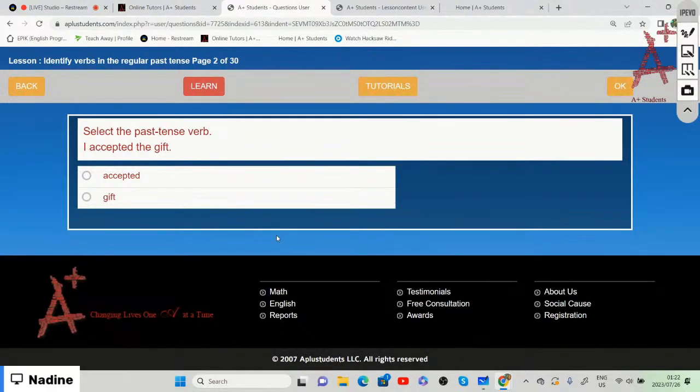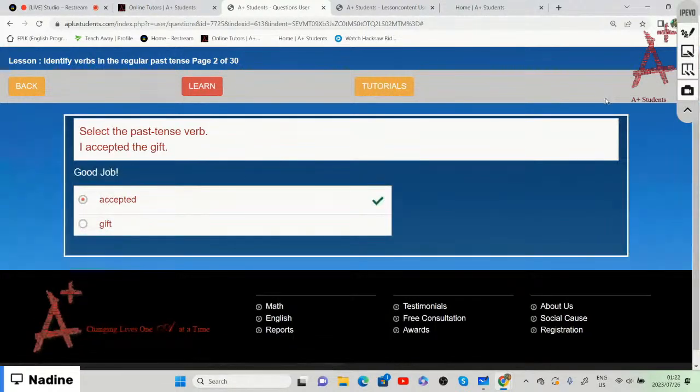I accepted the gift. Is it accepted or is it gift? That is the regular past tense verb. We need to select the regular past tense verb. We will choose accepted, and we added an ed.